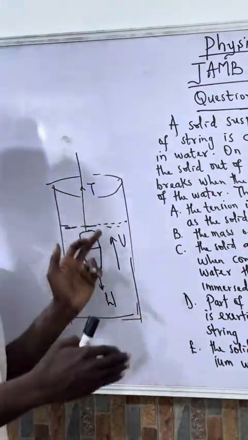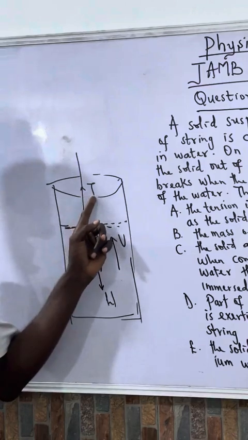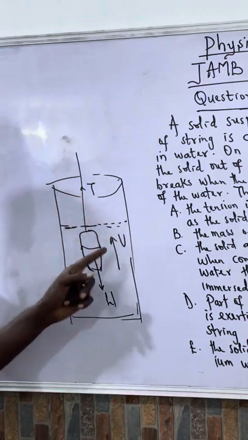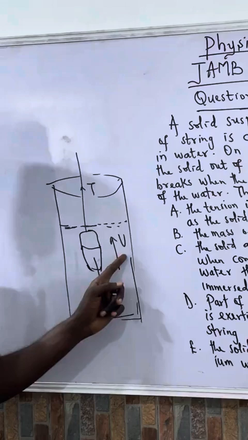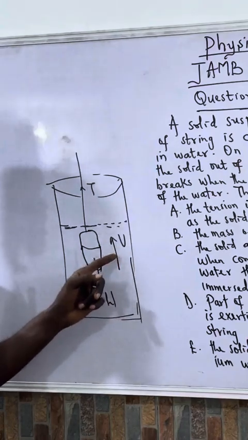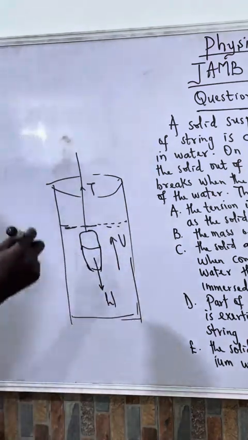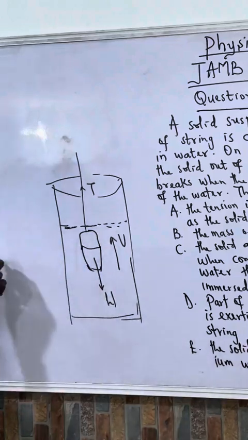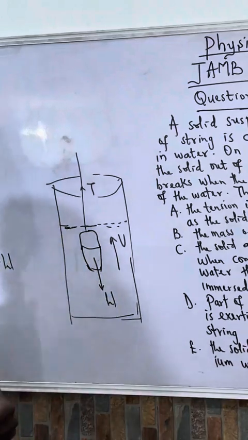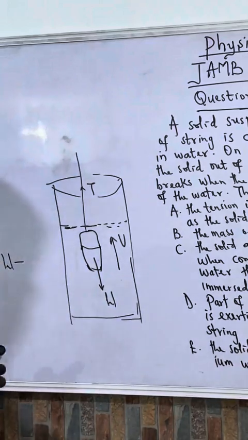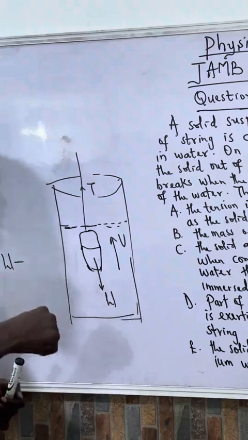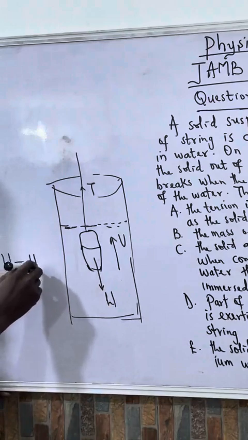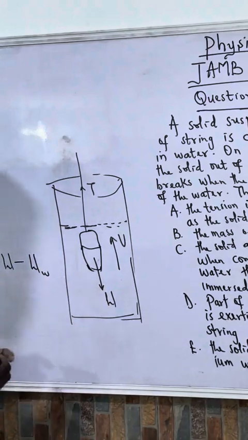Now, according to what we have here, we are so much interested in the tension of the string. The tension in this string will also be equal to the upthrust of this object. So, to calculate the tension, we are going to just say T equals the weight of the object in air minus the weight of the object in water, or due to the buoyancy. That is weight in water. Let me just call it WW.